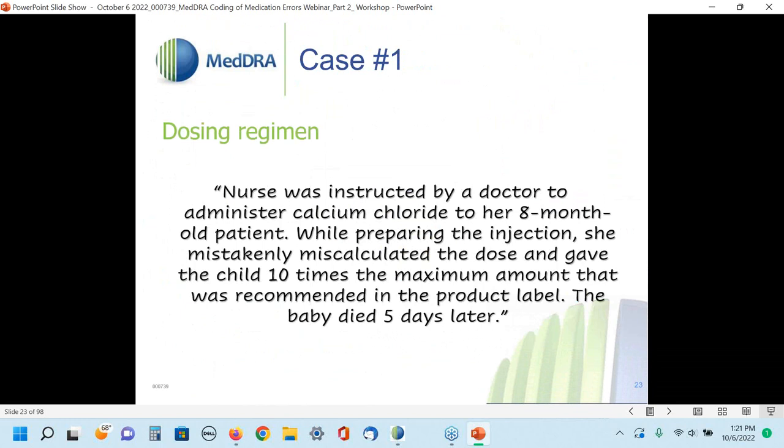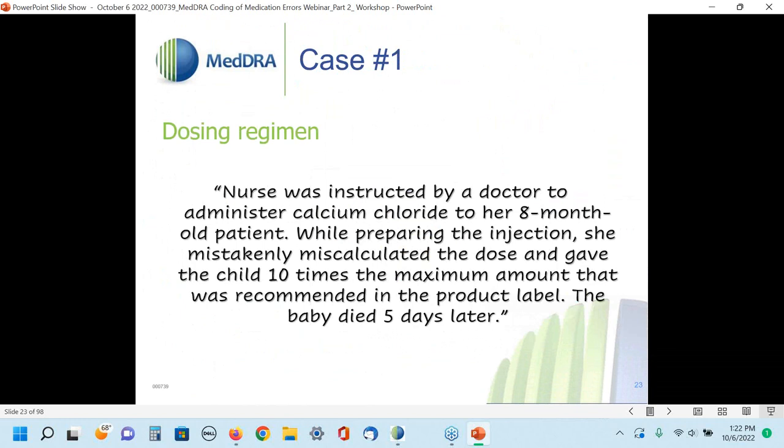This is related to dosing regimen. Let's read this one. The nurse was instructed by a doctor to administer calcium chloride to her eight-month-old patient. While preparing the injection, she mistakenly miscalculated the dose and gave the child 10 times the maximum amount that was recommended in a product label. The baby died 5 days later.